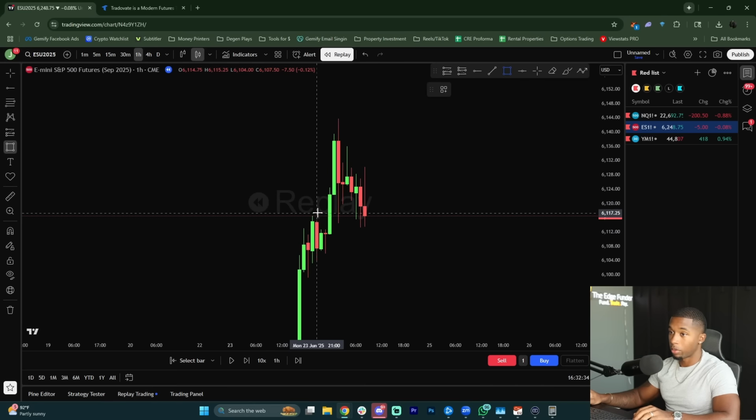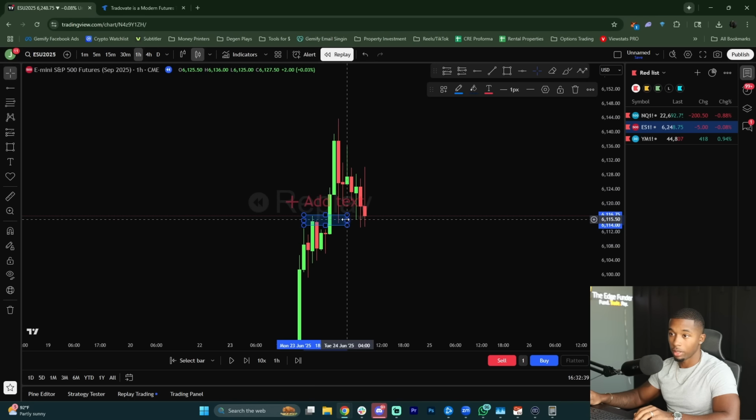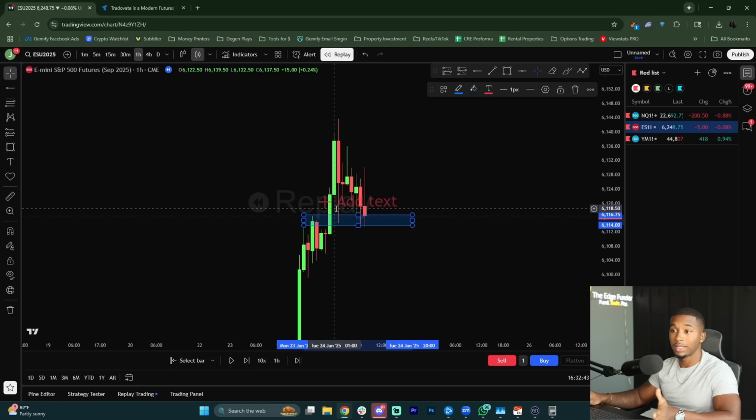All right, so in this example, you see we have a resistance zone right here. We'd mark this off because we saw price sold down here. Then we had price break above it. Now it came and retested it already, but this is at 2 o'clock in the morning.